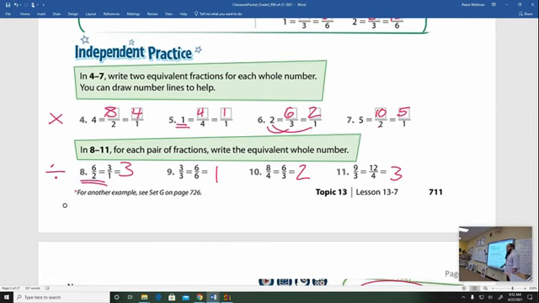Yeah. If it helps you to draw these out, draw them out. Guys, you could draw it out. Don't doubt yourselves. But if you are in doubt, draw it out. Okay? You can always draw it out.